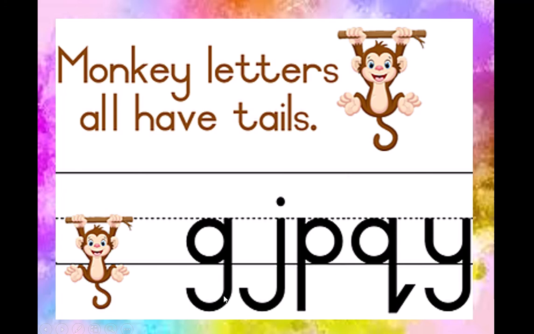This is G. Okay, J. There is a tail. P. We can see, and there is a Q, with a tail. There is a Y. So G, J, P, Q and Y. So monkey letters all have tails and these are 5. G, J, P, Q and Y.